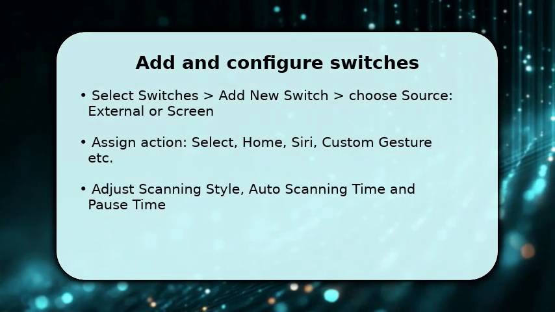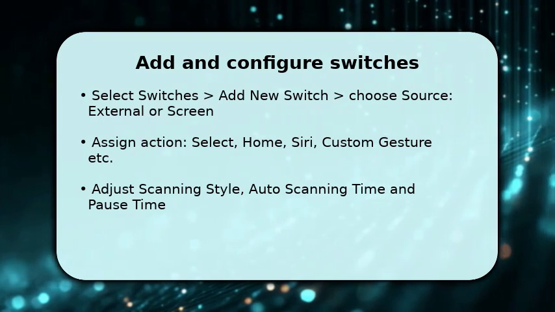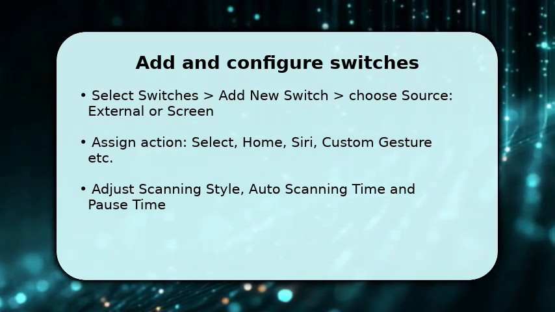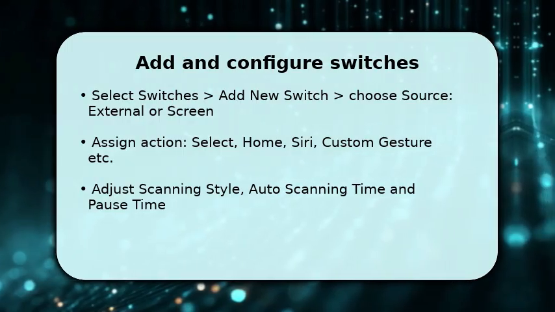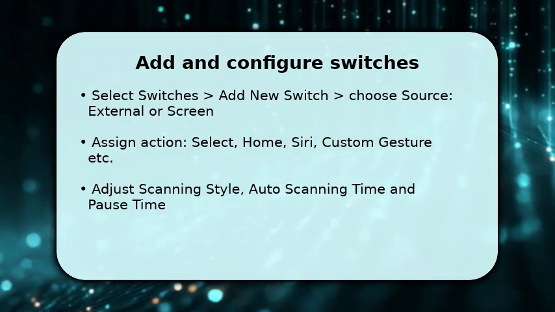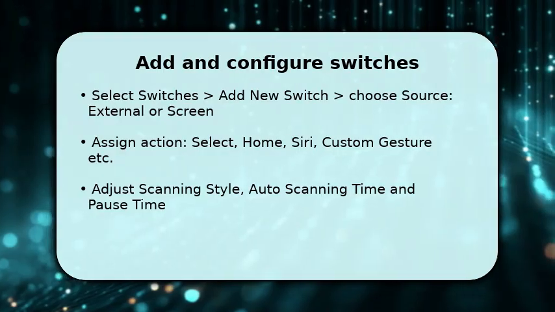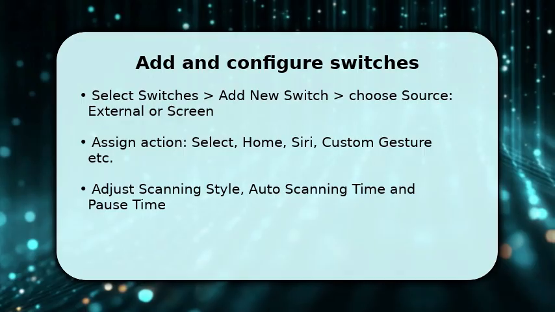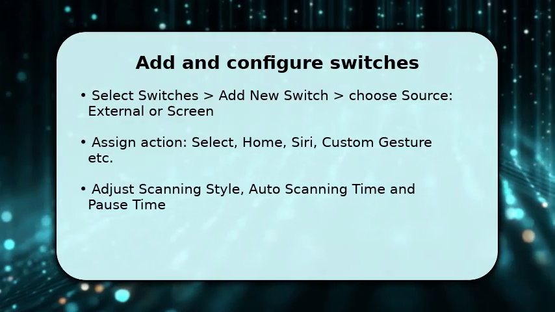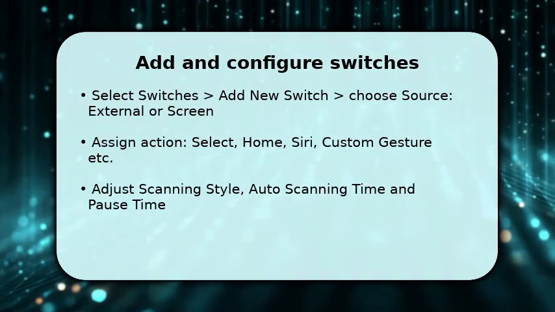Now you add or edit switches so the device responds how you want. Tap Add New Switch, pick your source, screen, external, or camera-based head movement, and perform the trigger so the phone recognizes it. Then assign a clear action, like select or a custom gesture, because the mapping controls what your switch does in apps. Once assigned, refine scanning style and timing.